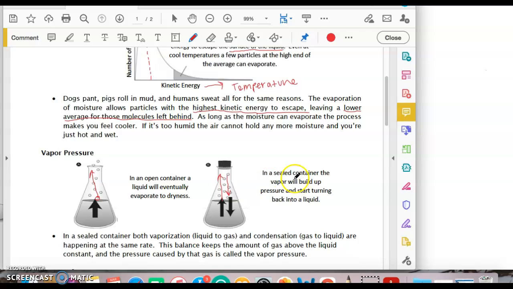So eventually we will get enough pressure in this area here, and we will call that vapor pressure. So enough pressure will build up in our flask, and we call that vapor pressure. So the pressure of the gas that builds up.